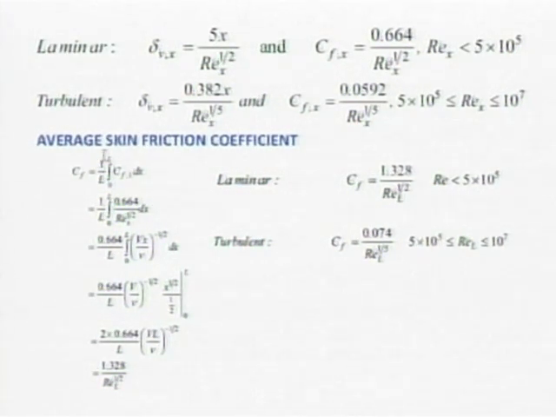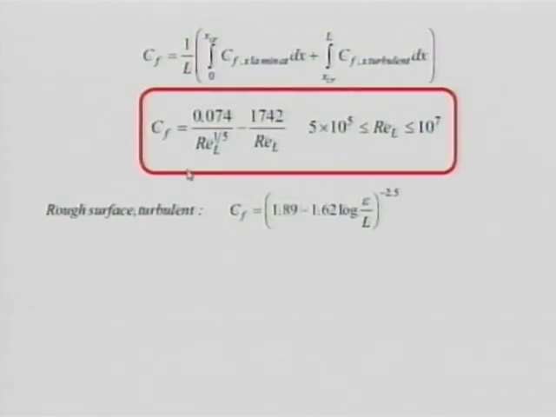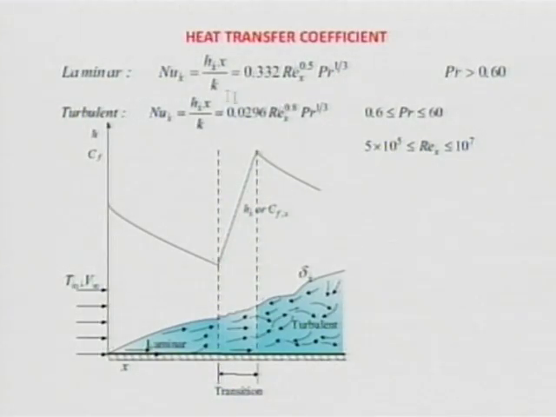Okay. Now if we integrate the way we integrated yesterday for local heat transfer coefficient, I will be getting the average friction factors. Okay. So now the rest is straightforward. What is that we will get? Correlations for rough surface, smooth surface, all those cases. And similarly, you will get the Nusselt number.